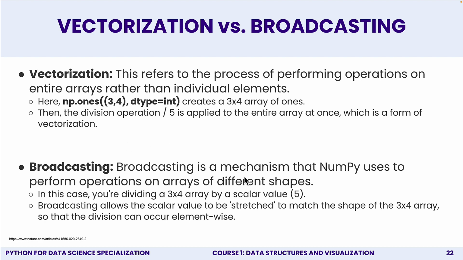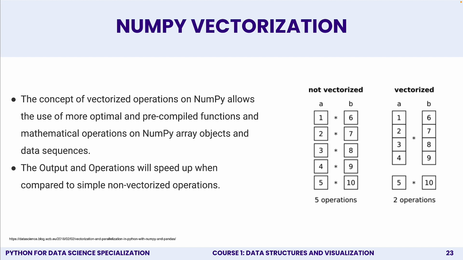Same thing here with broadcasting. It is a mechanism that NumPy uses to perform operations on arrays with different shapes. Broadcasting is a particular type of vectorization because here it's not only dividing by a number; you can add an array to another array with different shapes. Which is not very common, but of course we need to have shape compatibility. The shapes need to be compatible. Now look at the difference. If we do a non-vectorized version, here we need to do 5 operations. Otherwise, in a vectorized version you can reduce the number of multiplications.